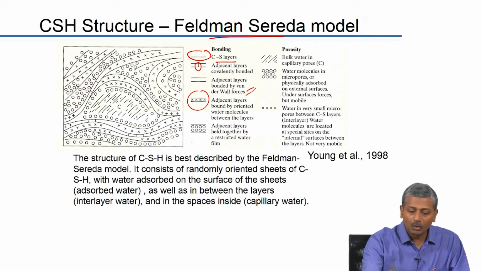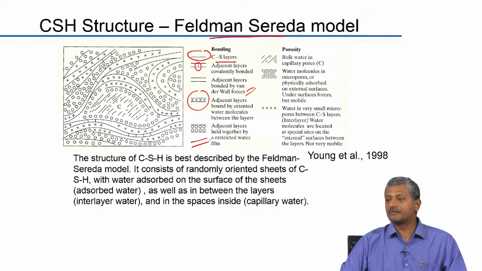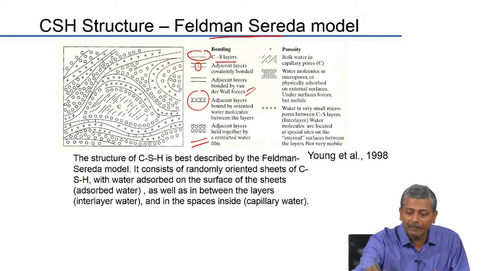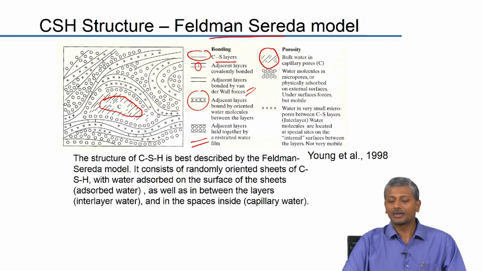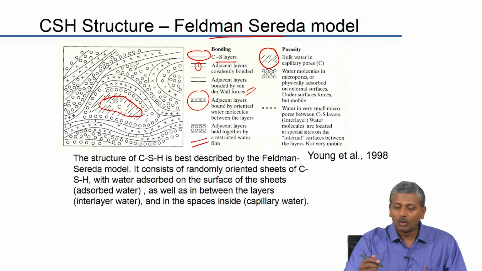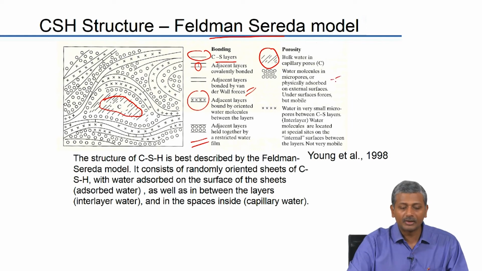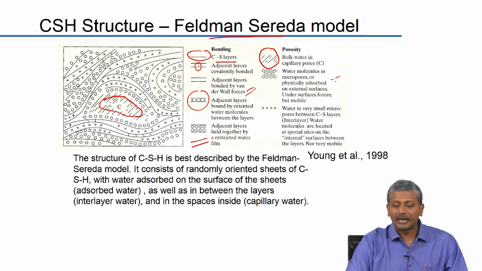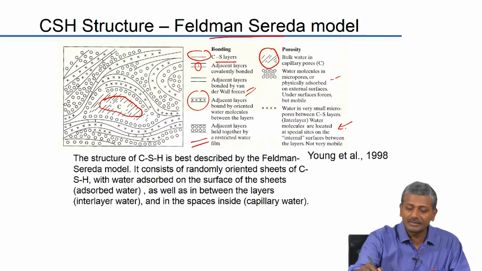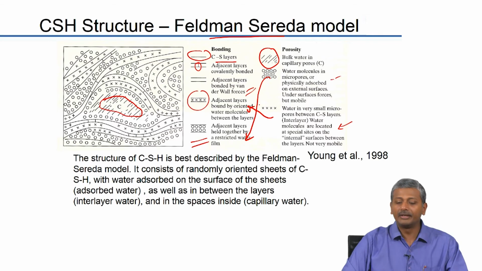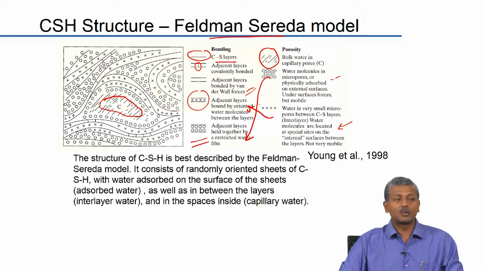There are molecules of water which form a film on the surface, that is adsorbed water. There is bulk water in the capillary porosity, you see this is a capillary porosity marked as C, okay, and there are water molecules in micropores that can also happen, okay, and water between the small micropores between the CSH layers. So again this corresponds to the interlayer water. So all this is represented quite nicely in the structure that you see on the left.